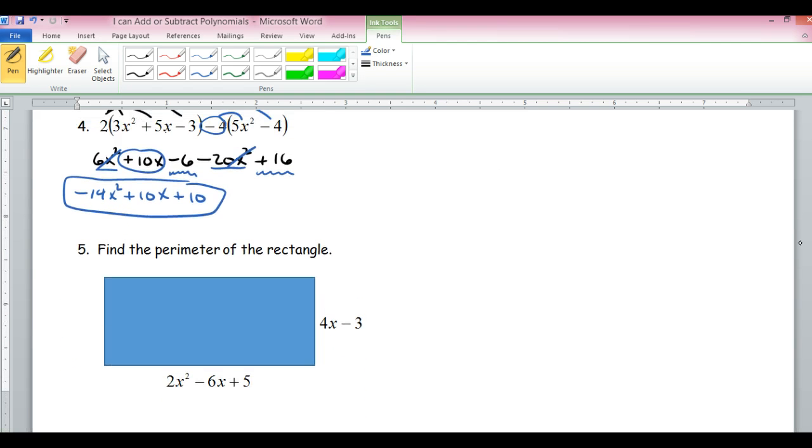Now the last one here, find the perimeter of the rectangle. Remember, when we look at a rectangle, you have your width and you have your length. And these could be switched, it doesn't matter. What you have to understand is opposite sides are always going to be the same. And anytime you find the perimeter, you're basically adding up all of these sides. So in this case, you would say the perimeter is W plus L plus L.